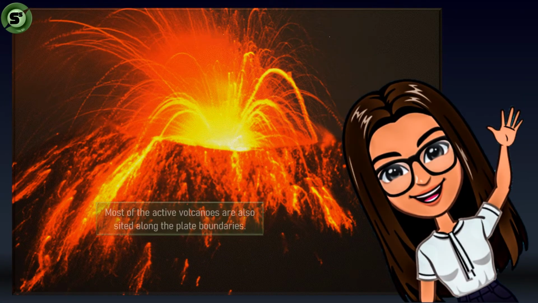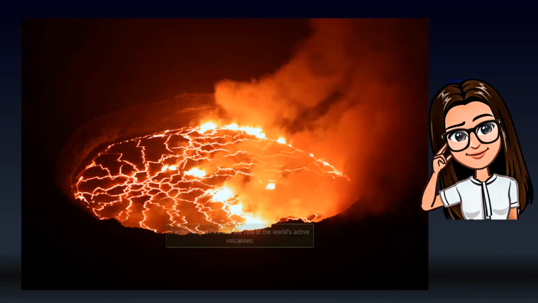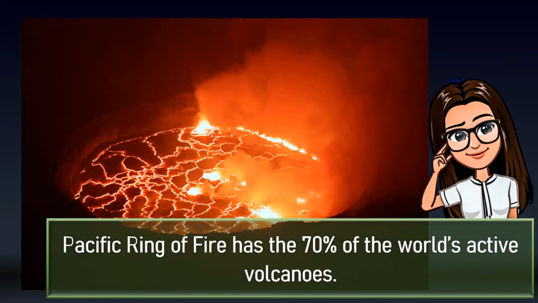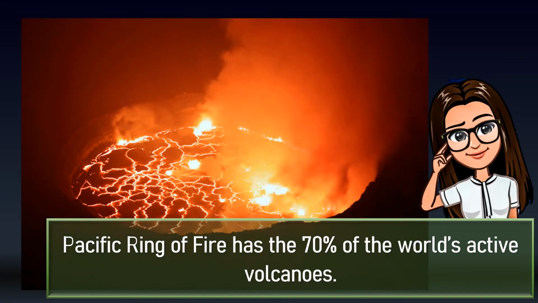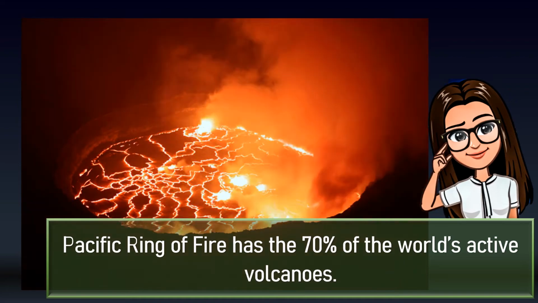Not only tremblings happen along the boundaries, many volcanic eruptions occur there too. Most active volcanoes are sited along the plate boundaries. The part in which there is a great concentration of volcanoes is the Pacific Ring of Fire. 70% of the active volcanoes of the world are found in the Pacific Ring of Fire.